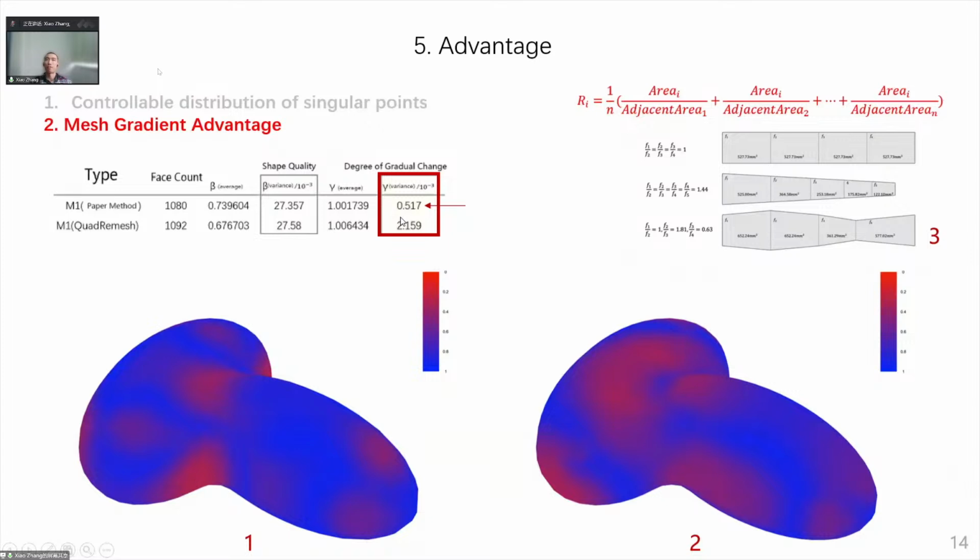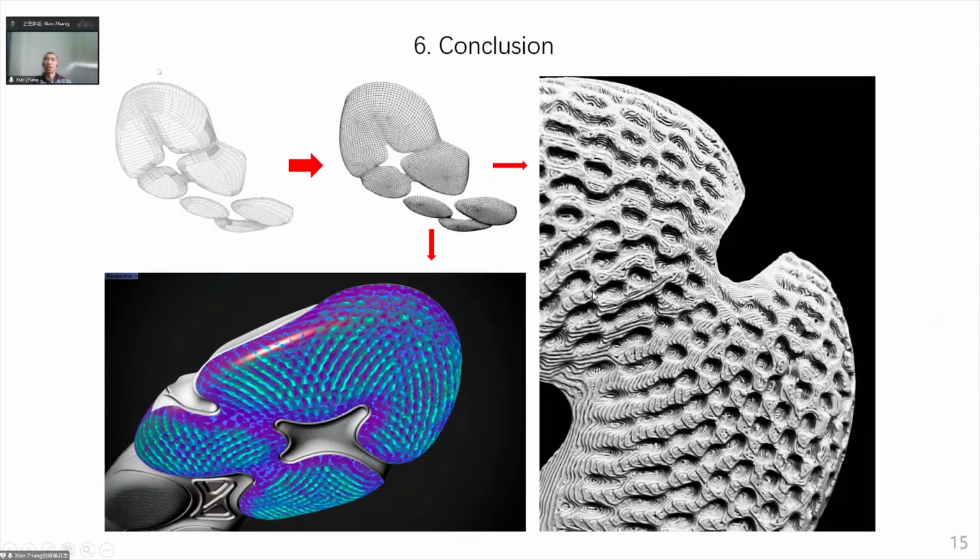And we can see if we use our method, shown in figure 2, we will have a really low number. But if we use the QuadRemesh method inside Rhino 7, the number is much bigger, which means the mesh gradients have a really big difference, I think. Yeah, so here is the conclusion.